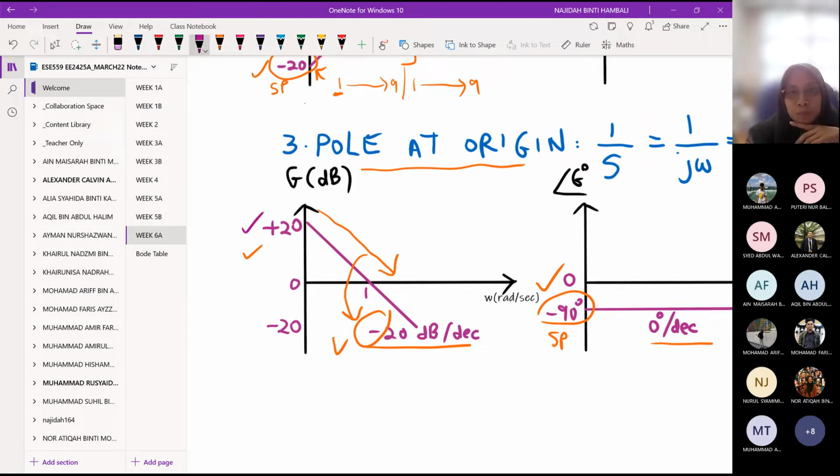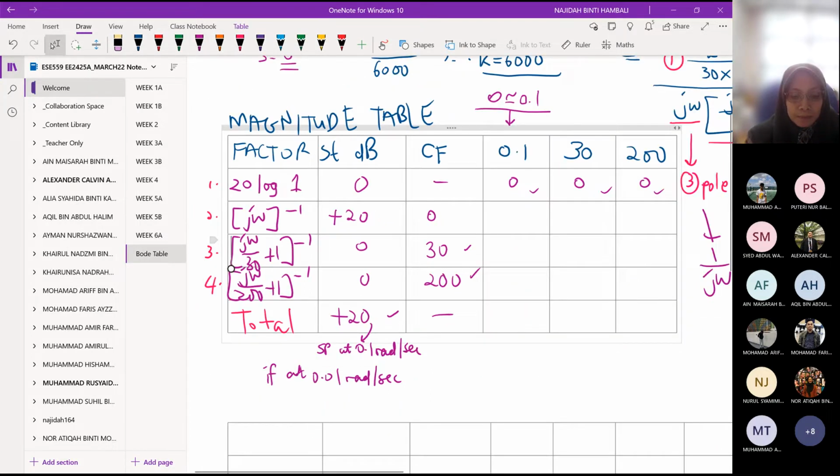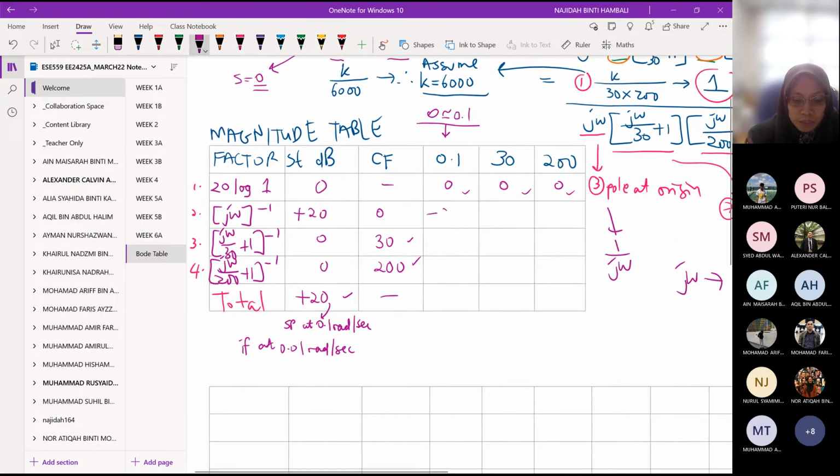We already put the starting point, positive 20 dB. Slope, negative 20 dB for all frequency. So, negative 20 dB for all frequency. You masukkan nilai saja, tak perlu masukkan unit. Clear?